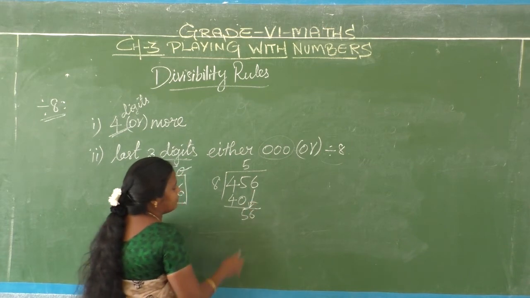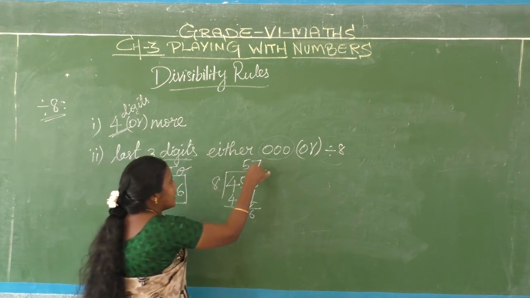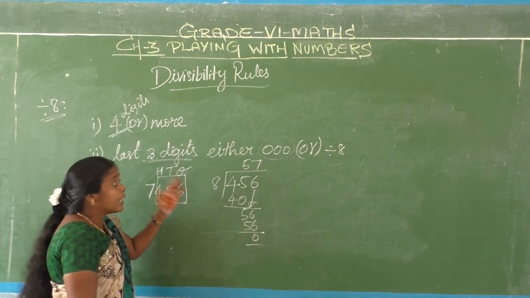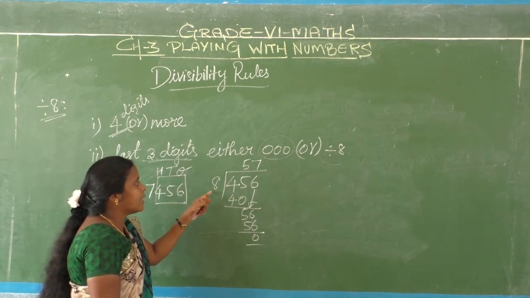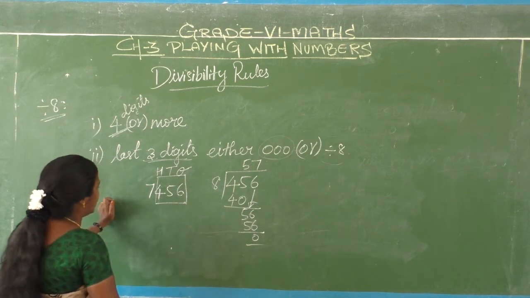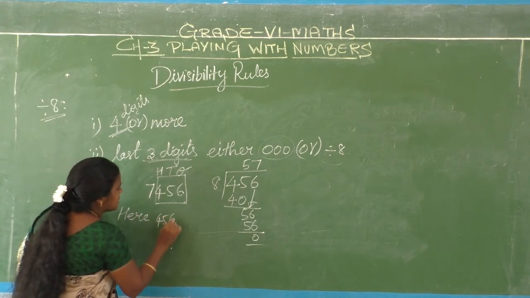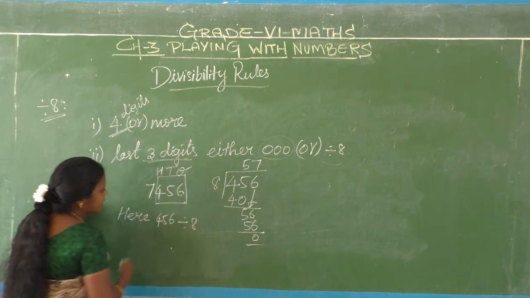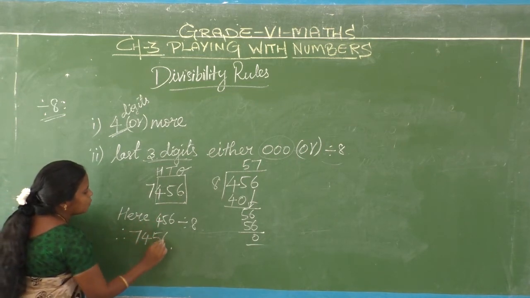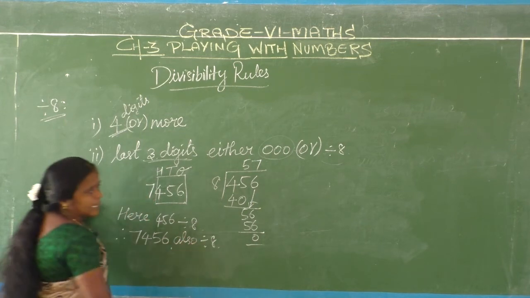It becomes 56 now. In 56, how many 8s are possible? 7 8s are 56. Remainder 0. So 456 is divided by 8 exactly. That means we can tell here 456 is divisible by 8 exactly. Therefore, we can decide 7456 is also divisible by 8 exactly.